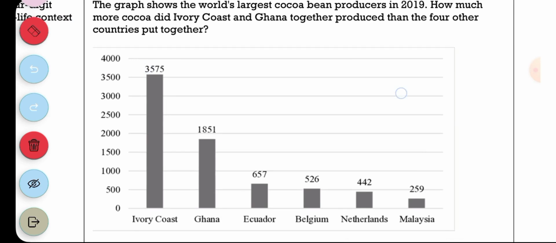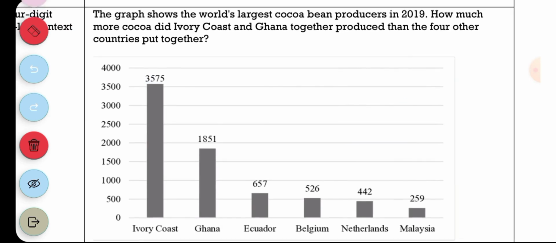I really like graph questions. The graph shows the world's largest cocoa bean producers in 2019. How much more cocoa did Ivory Coast and Ghana altogether produce than the 4 other countries?